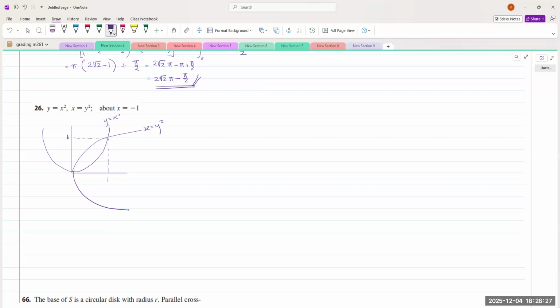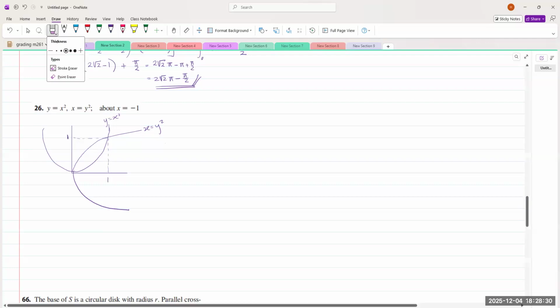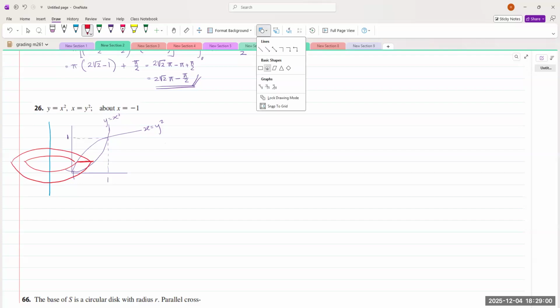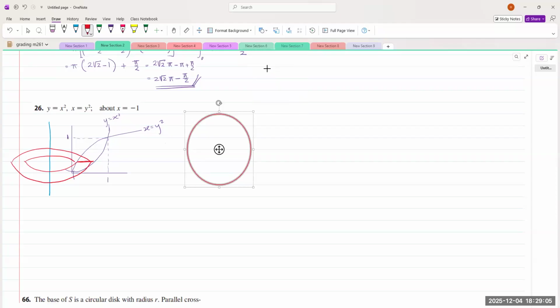Now, if I rotate with respect to x equals -1, let me erase this so that it doesn't distract us. x equals -1 is somewhere around here. Let me just draw it here. And our typical line perpendicular to that axis will be something like this, so that when I rotate, it gives me this ring. Now, let's see that ring. The bigger radius minus the smaller radius.